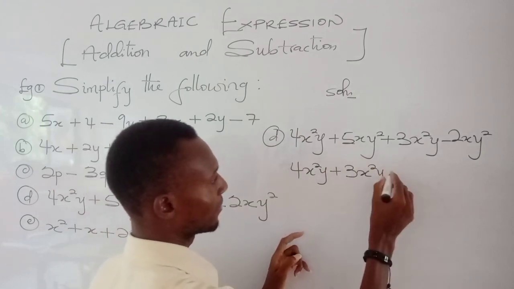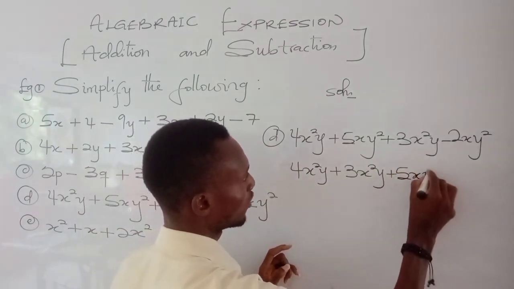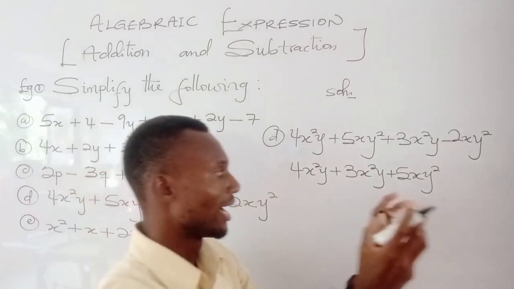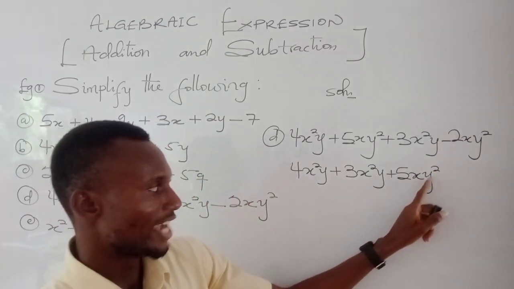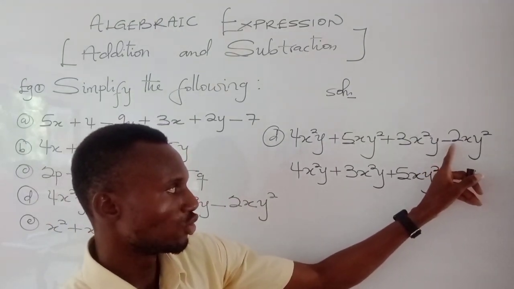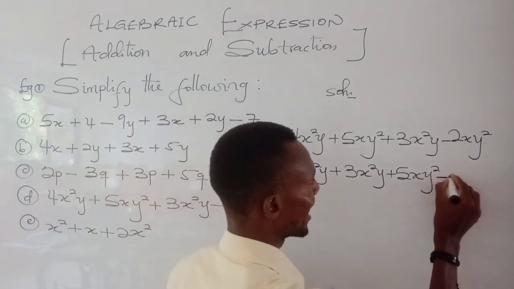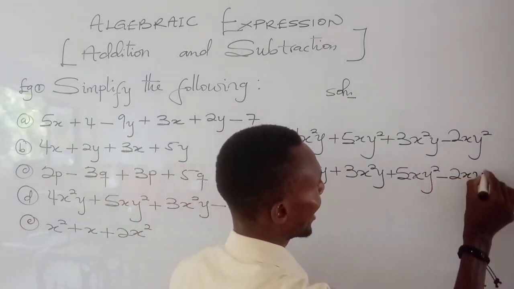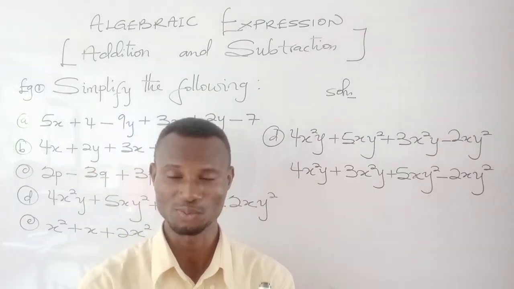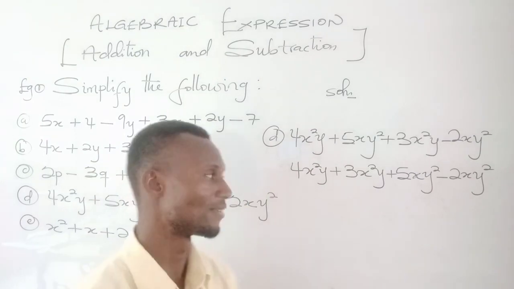Then followed by my plus 5sy squared. Then you look for the one which also have the sy squared in it and join with it, which is the minus 2sy squared. So that's it like that. So minus 2sy squared. I hope you understand up to this point. Very good. Then we can go ahead and simplify further.